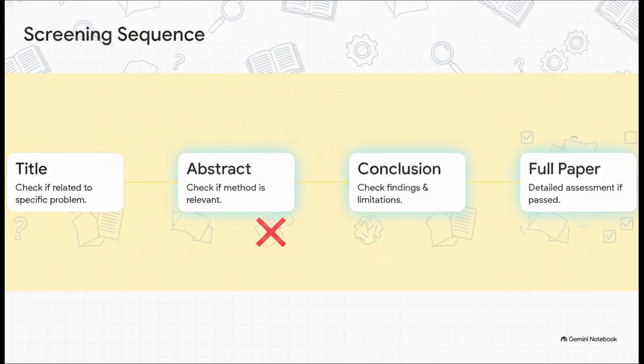First, look at the title. If it's not directly related to your specific engineering problem, toss it immediately. Second, screen the abstract. Does it use a method relevant to your study? If not, stop reading right there. Third, jump all the way to the conclusion. Does the final takeaway actually align with what you need to know? Finally, and only if it passes all 3 of those rigorous steps, do you sit down and do a full paper assessment. The absolutely crucial point here is that you must constantly ask yourself if the paper is truly relevant to your core research question before you invest your highly valuable time reading the whole thing.